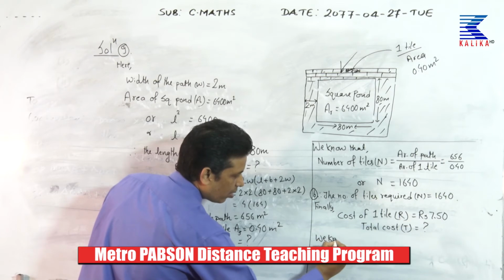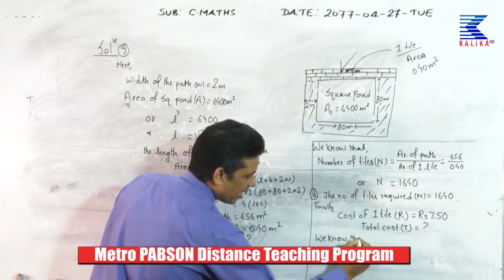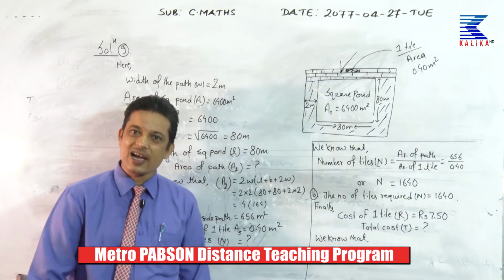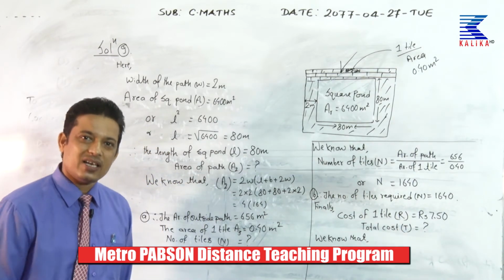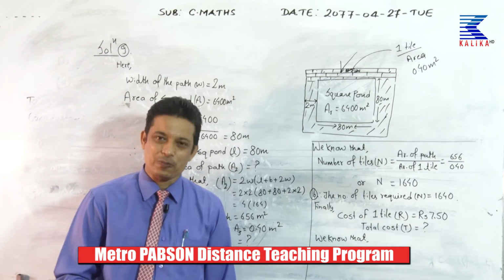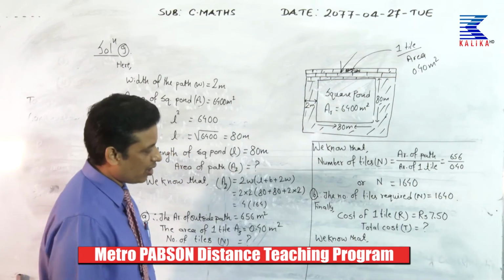We know that it is just like the unitary method, it is happening in our daily life. Like if you buy a pen for 10 rupees, you buy 2 pens for 2 times 10 rupees. Same concept we will be using here.